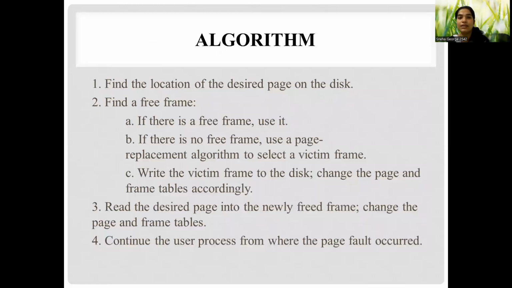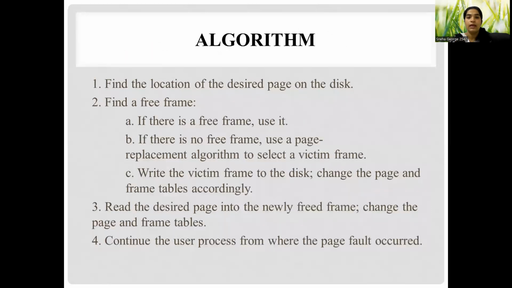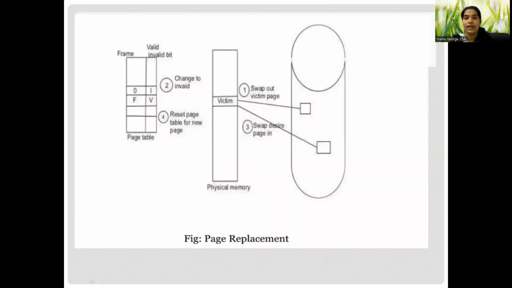Okay, so first thing, find the location of the desired page on the disk. Then you have to find a frame. If there's a free frame, then you can use it. If there is no free frame, which is the case here, that is why we made the swap in and the swap out. If there is no free frame, you have to use a page replacement algorithm to select a victim frame. As we said in the diagram, we are selecting a particular victim page in the main memory. This selection is based on some page replacement algorithm.